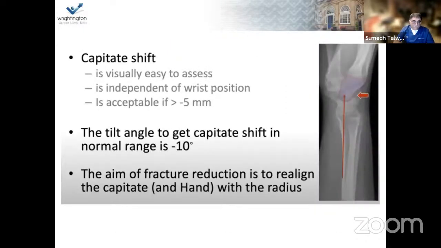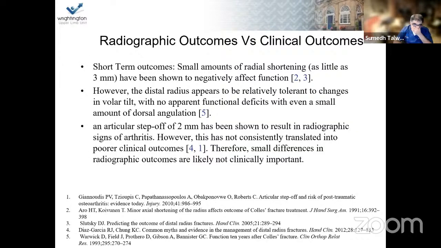Now we know that we tend not to walk around the earth with goniometers. And I personally find the capitate shift quite a good method, a good index to get a handle on the dorsal tilt and in terms of acceptability. But this is all very well. How do these radiographic outcomes really compare with clinical outcomes? And once again, you have a bit of a mismatch.